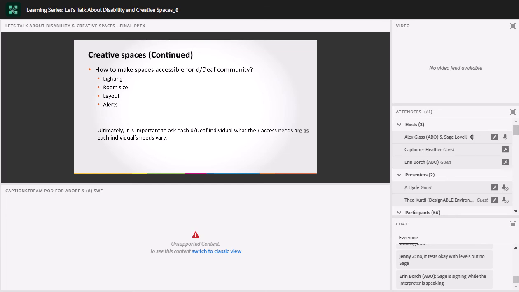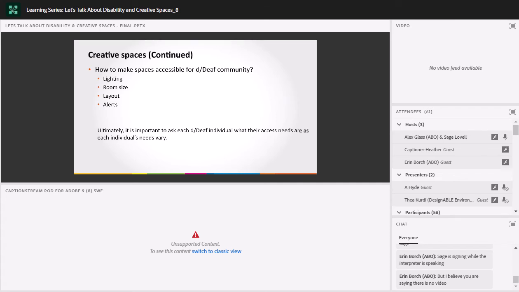If you're looking to make a space accessible to deaf individuals, there are some things that you need to think about. Lighting. Make sure that the individuals can see each other. If the room is too dark, that can be a problem. So we need bright lighting. The size of the room can be important as well. Because we're signing, we need space to be able to move our arms and be physical in our space. And often do individuals need to see at least minimum from waist up on a person as they're signing.